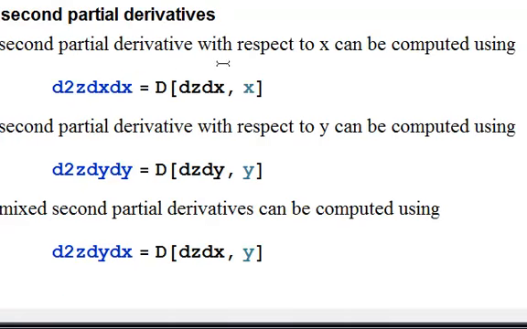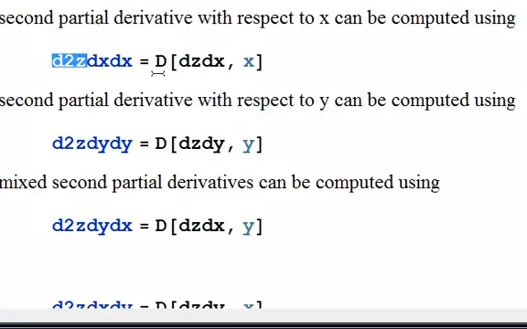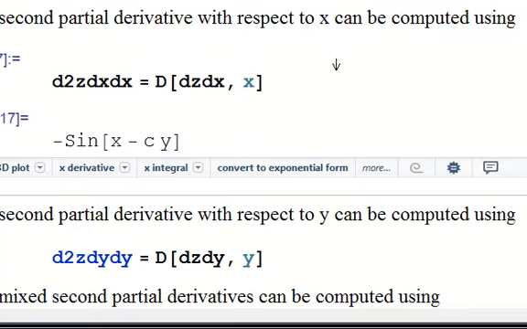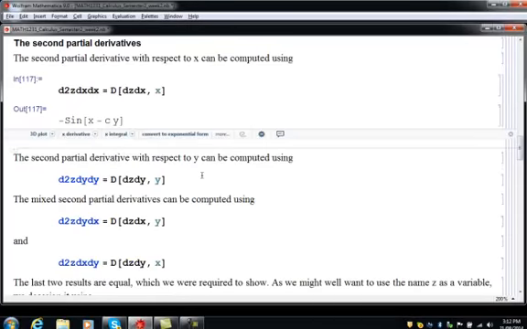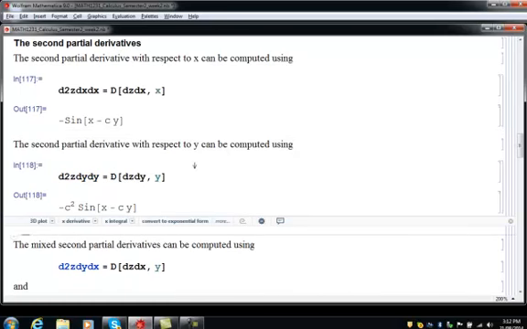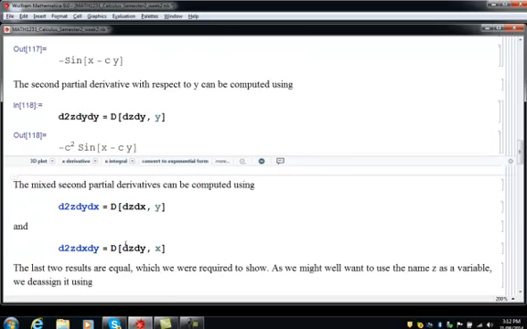So now let's get the second ones. So we want d2z dx squared. We take the expression for dz dx, which we found above, and differentiate that with respect to x using this. And that gives me that expression here. And I can do the same thing with the partial derivative with respect to y to get d2z dy squared using that. And we can see that that is c squared times this guy here.